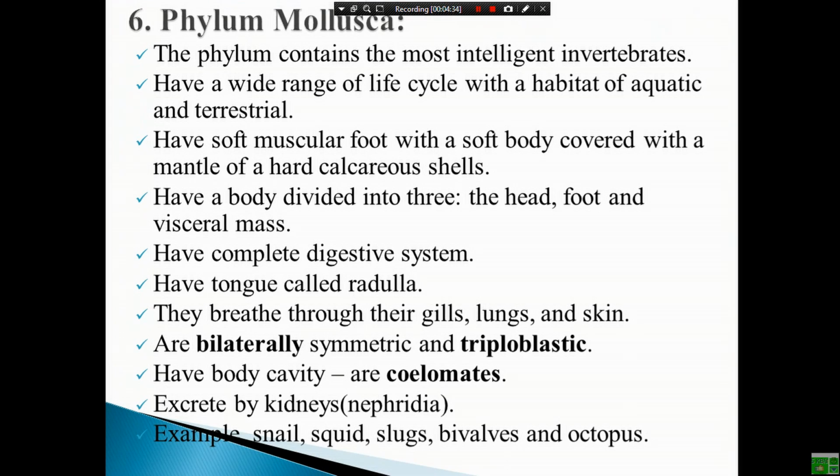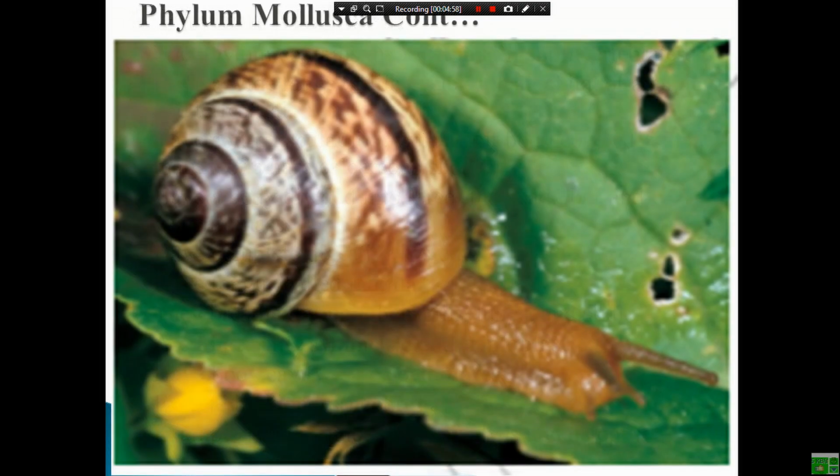They breathe through their gills, lungs, and skin. They are bilaterally symmetric and triploblastic, and have a body cavity. They are coelomates and excrete by kidneys, nephridia. Examples: snail, squid, slugs, bivalves, and octopus. What do they look like? This is the structure of a typical snail.